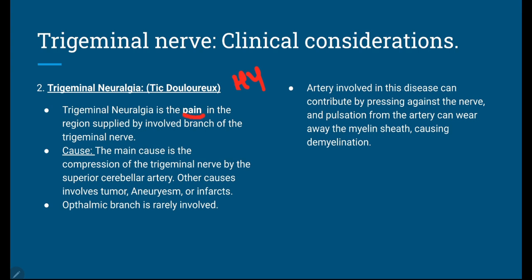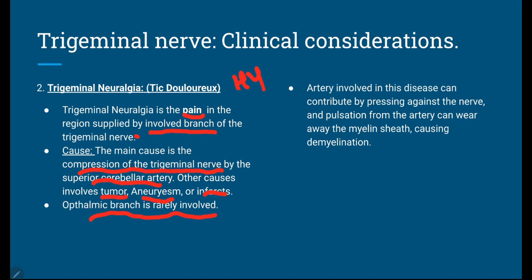So trigeminal neuralgia is the pain in the region supplied by the involved branch of the trigeminal nerve. The cause for this one is basically the compression of the trigeminal nerve by the superior cerebellar artery, and this is the most common cause. Other causes involve tumor, aneurysm, or infarct. The ophthalmic branch is rarely involved.